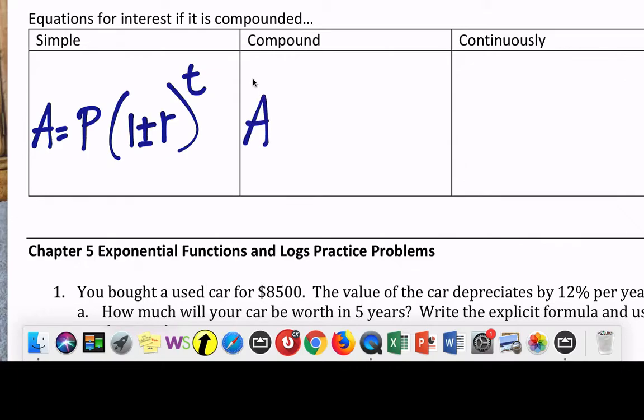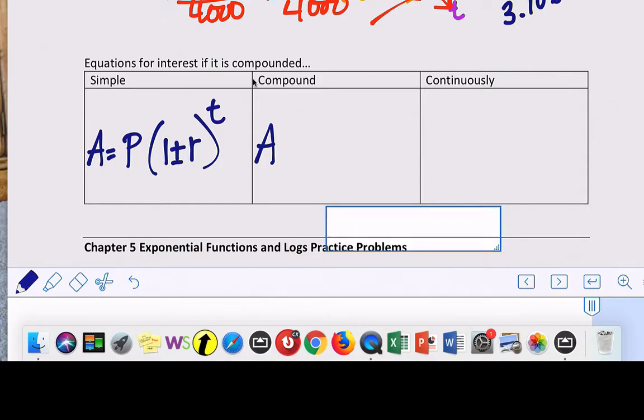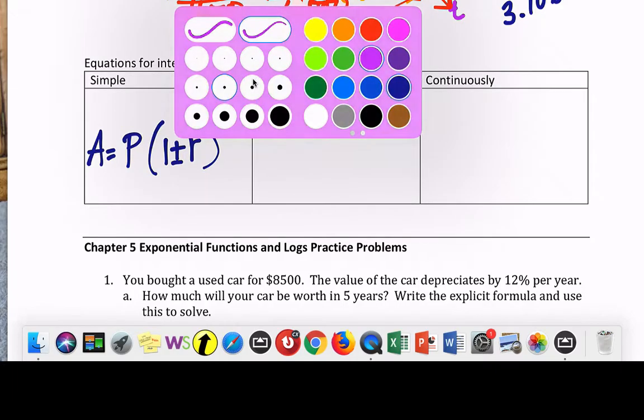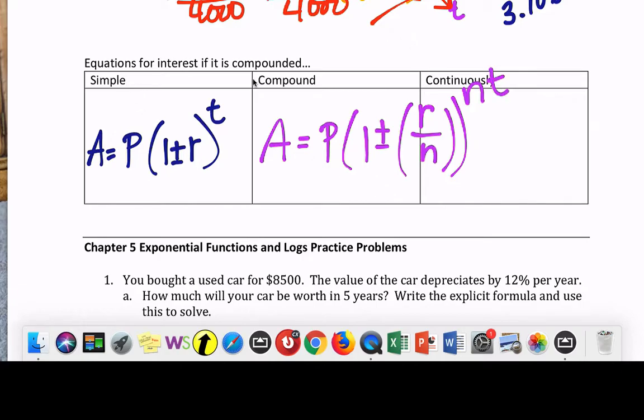If it's compound, this is when the interest is calculated more than once a year. The amount here is the starting value again, times 1 plus or minus, but now you take your rate and you divide by how many times per year that's compounded, and then you have to multiply the exponent by how many times per year it's compounded as well.